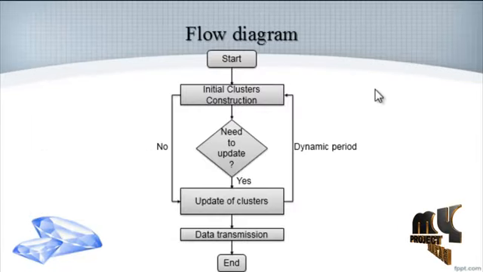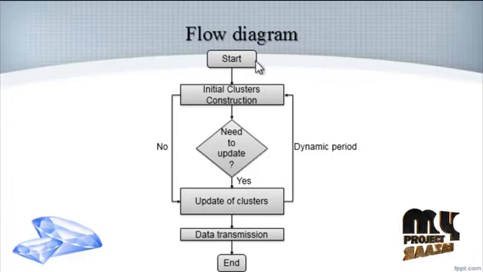Here we discuss the flow diagram of the project. First of all, let's start. Initialize the cluster construction. A cluster will be constructed, and then we need to check whether there is a need to update. If so, update the clusters. Otherwise, no. After the update of clusters, the data transmission happens and finally it ends. So the update of clusters is a dynamic period. Again, the process will start with initial cluster construction.